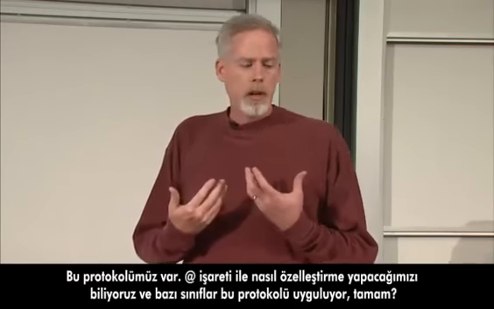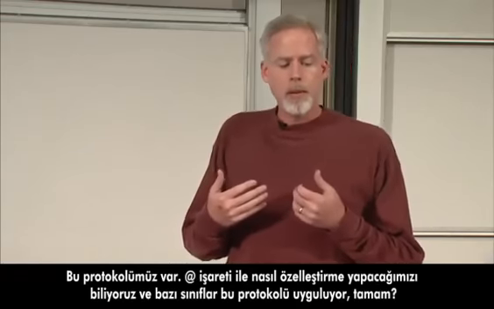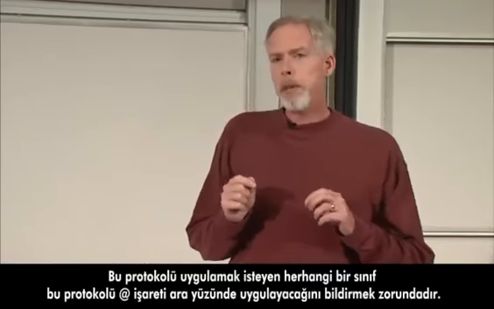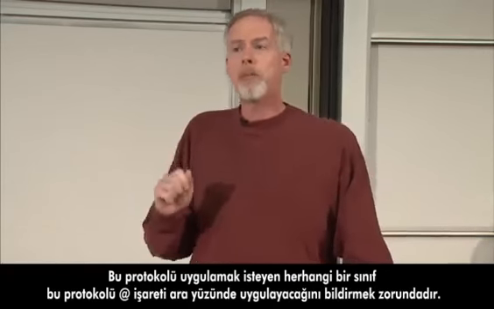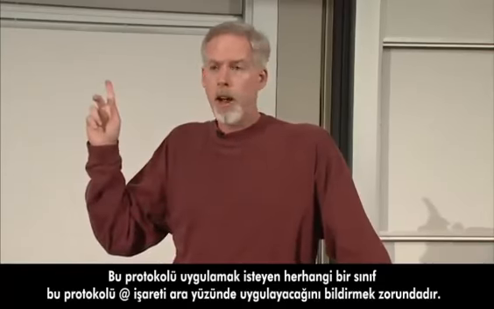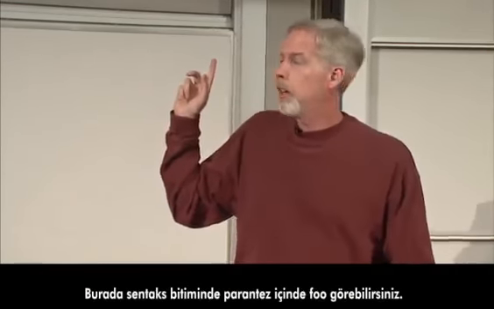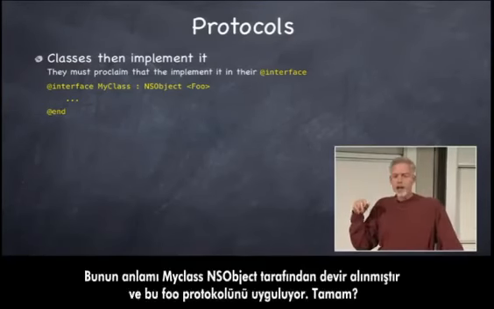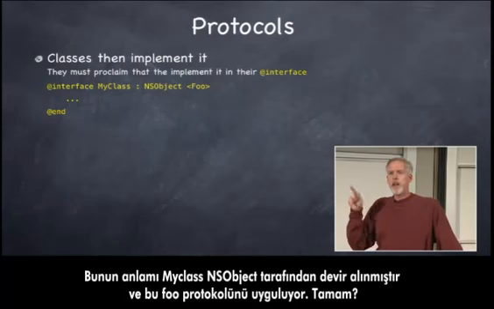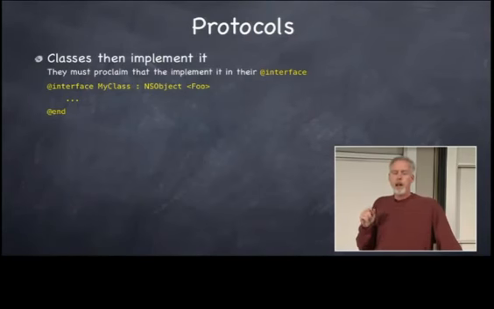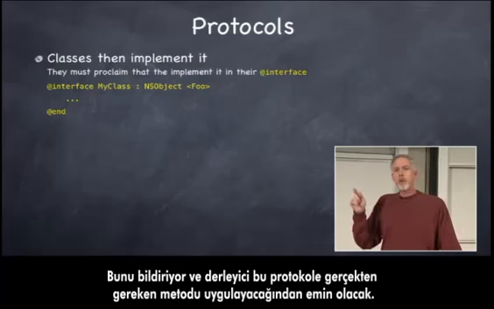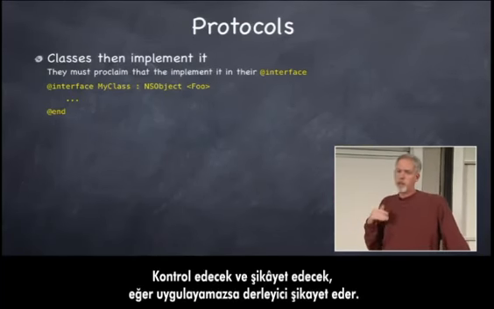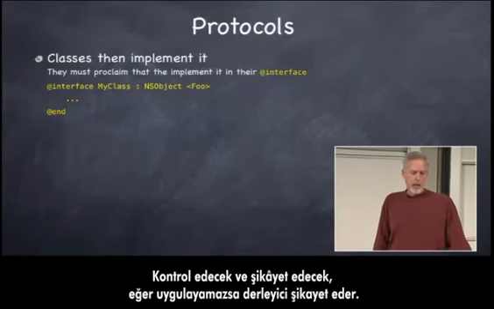So you have this protocol. Now we know how to specify it with @protocol. And then some class implements that protocol. Any class that wants to implement that protocol has to proclaim that it is implementing that protocol in its @interface. And you see the syntax here is the little angle brackets, Foo, at the end. That means this class, called MyClass, inherits from NSObject and it implements the protocol Foo. Now, it's proclaimed this, and so now the compiler is going to make sure that it actually implements the required methods in that protocol. It's going to actually check it, and the compiler will complain if it doesn't implement them.